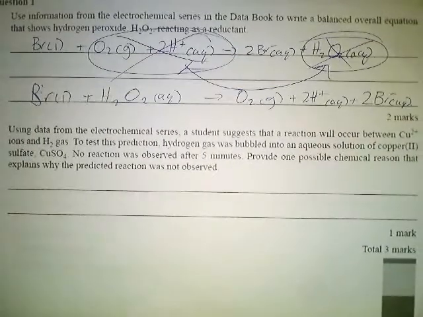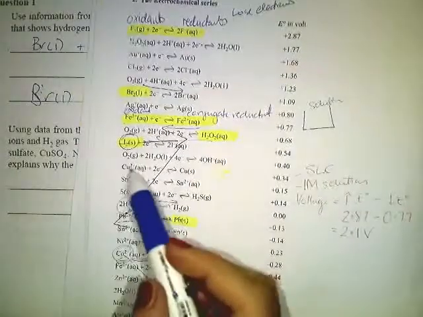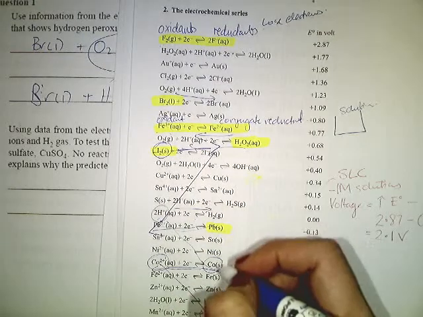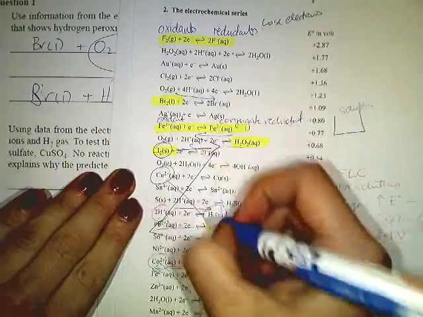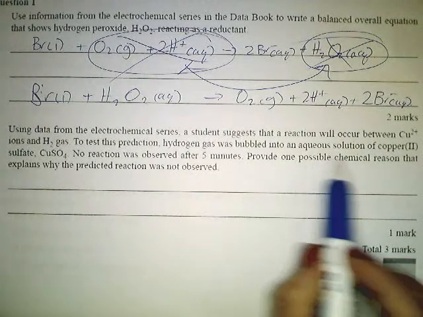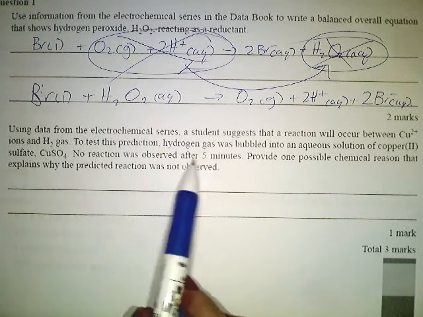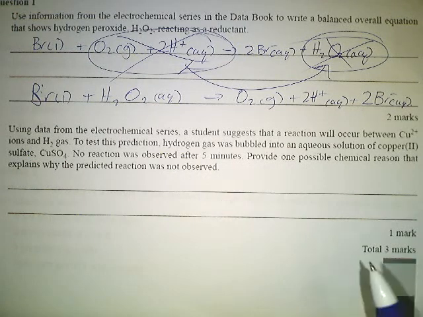Now, next question. Using the data from the electrochemical series, a student suggests that a reaction will occur between copper 2 plus and hydrogen gas. Is the person right in their prediction? Where is hydrogen gas? Yeah, negative gradient. To test this prediction, hydrogen was bubbled into an aqueous solution. No reaction was observed after 5 minutes. Please provide one possible chemical reason.